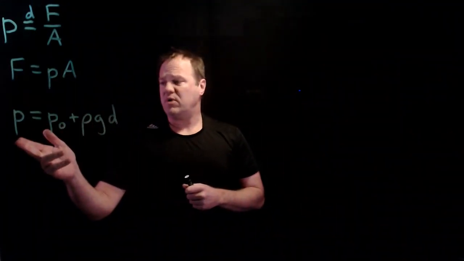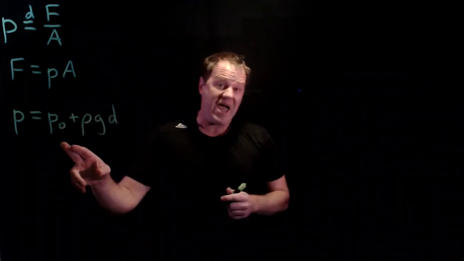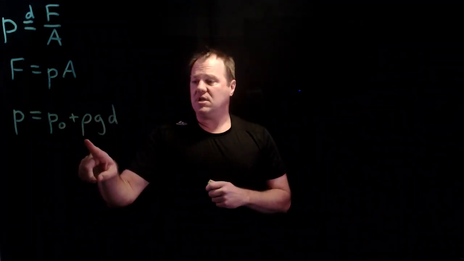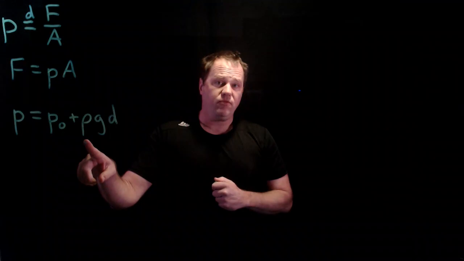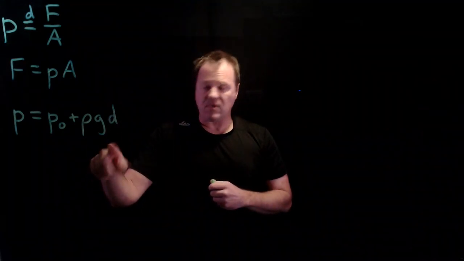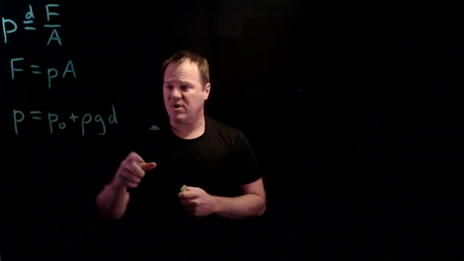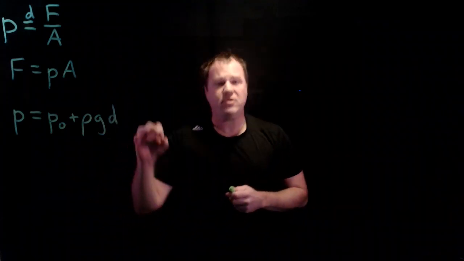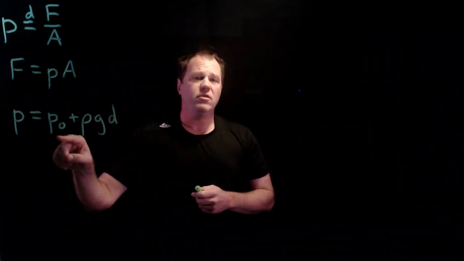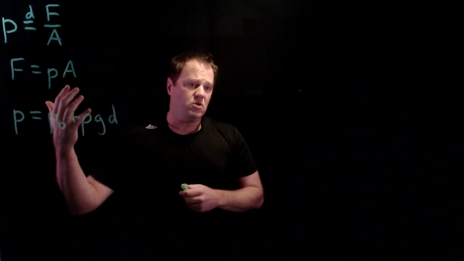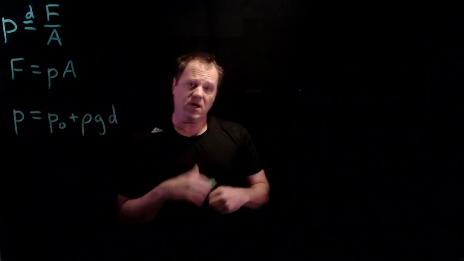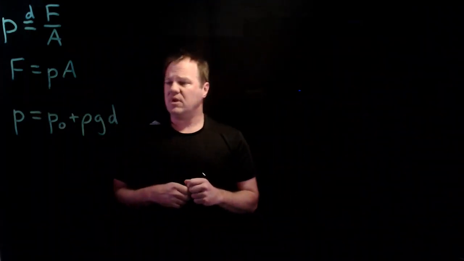So this is pressure somewhere. This is pressure where we happen to know it. This is density of the fluid. This is g, 9.8 meters per second squared on Earth, and then d is depth, so distance below the reference point. Again, usually that's the surface and it's atmospheric, but it doesn't have to be. Okay? So let me give you a scenario.